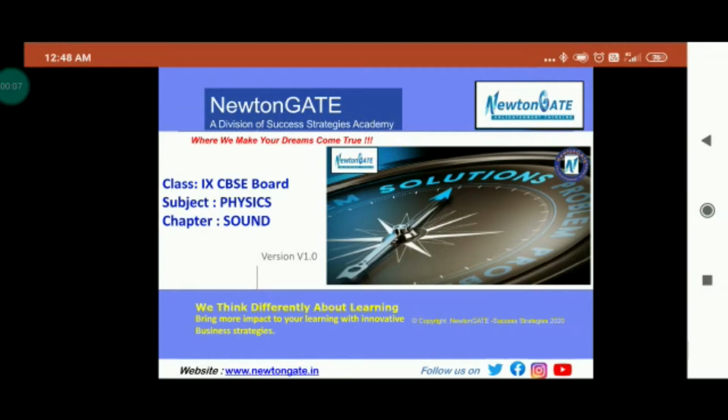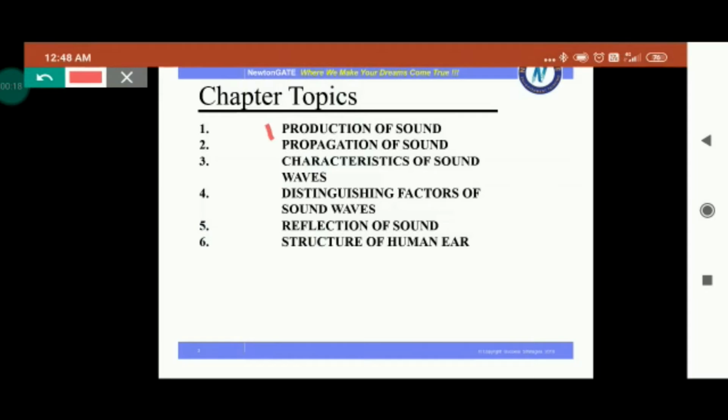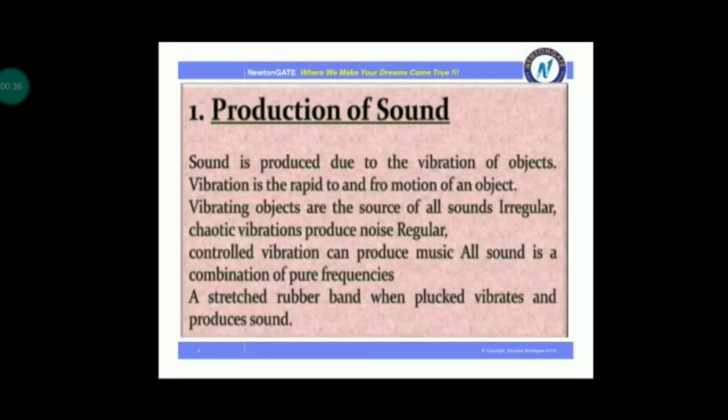Today, we will discuss a very important topic of Class 9 CBSE Physics, that is sound. In this video, I will discuss the production of sound, propagation of sound, characteristics of sound waves, distinguishing factors of different sound waves, reflection of sound, and structure of the human ear. First, let us discuss the production of sound.